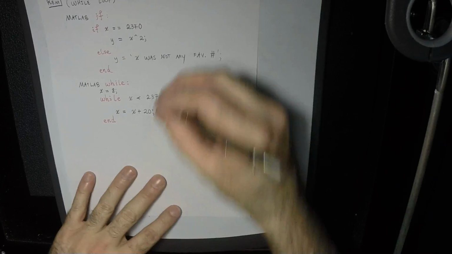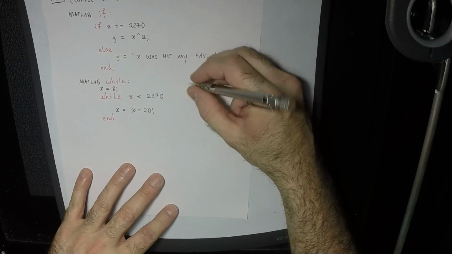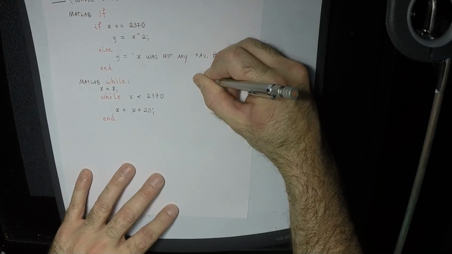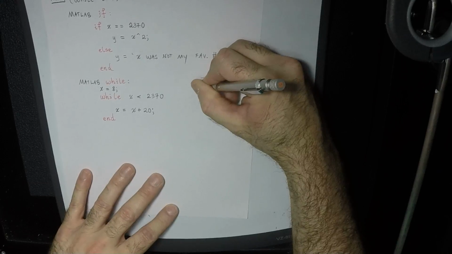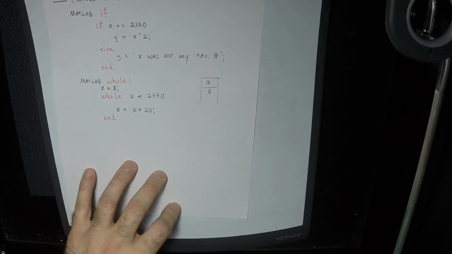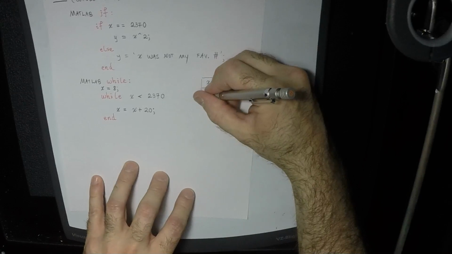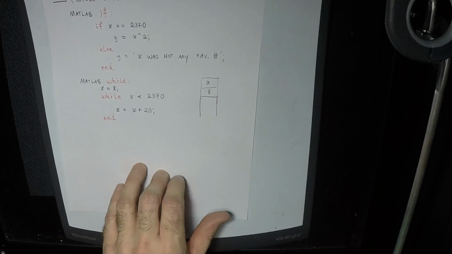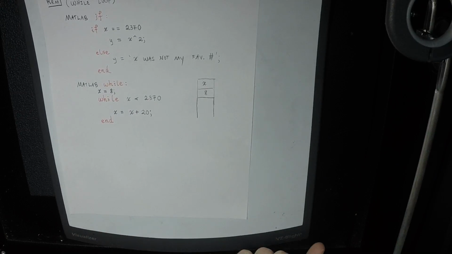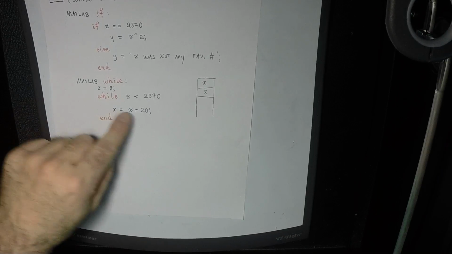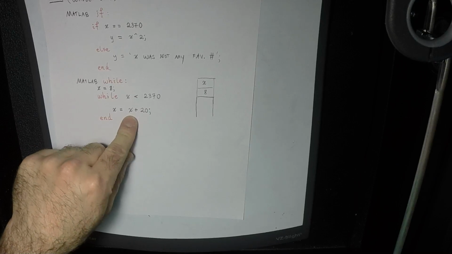So what I'm telling you is that the initial value of x, we make it equal to 8 before the loop occurs. Then the loop checks, well, is x less than 2370? It does a lookup. It says, well, x is 8. Is it the case that 8 is less than 2370? Yes, it is the case. It enters, and then it executes this statement.